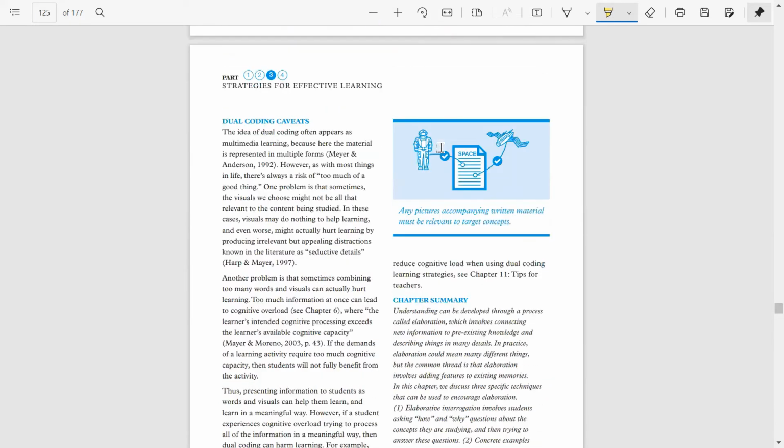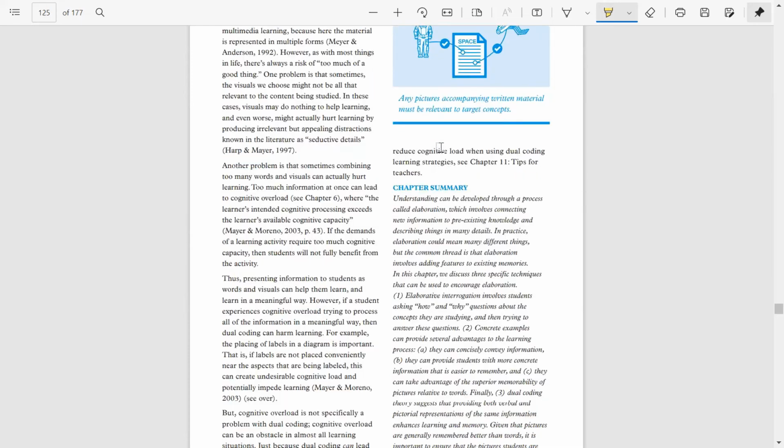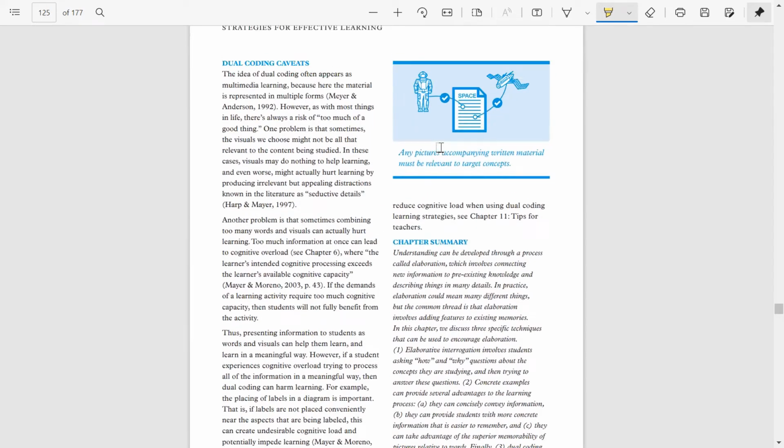Right. And so there are some caveats with that, in that visuals have to be done well. Any picture should be relevant to the concept. It's not just decorating the page with lots of irrelevant pictures that capture our brains. Yes, they capture our eyes and our memory, but they distract us.